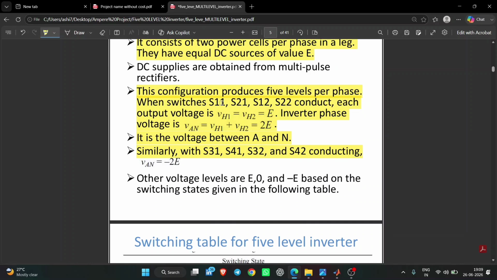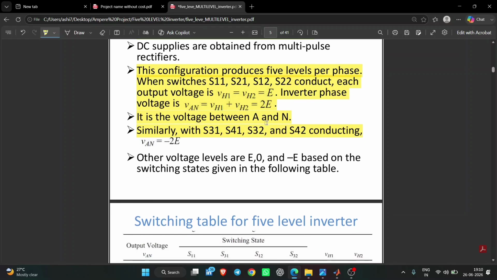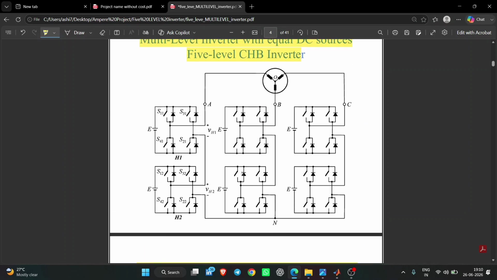When switches S11, S21, S12, S22 conduct, each output voltage VH1 equals VH2 equals E, so the inverter phase voltage will become 2E. Each H bridge carries voltage E, so at the inverter output you will see 2E, which is the addition. It is the voltage between A and N, so you have to look at A and N.